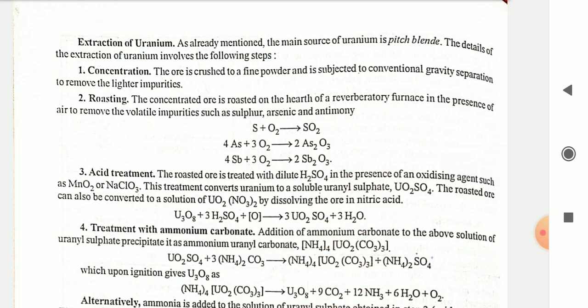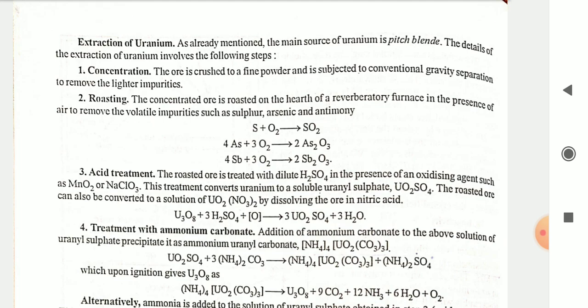Extraction of uranium. As already mentioned, the main source of uranium is pitchblende. The details of extraction of uranium involve the following steps. Concentration: the ore is crushed into a fine powder and subjected to conventional gravity separation to remove the lighter impurities.